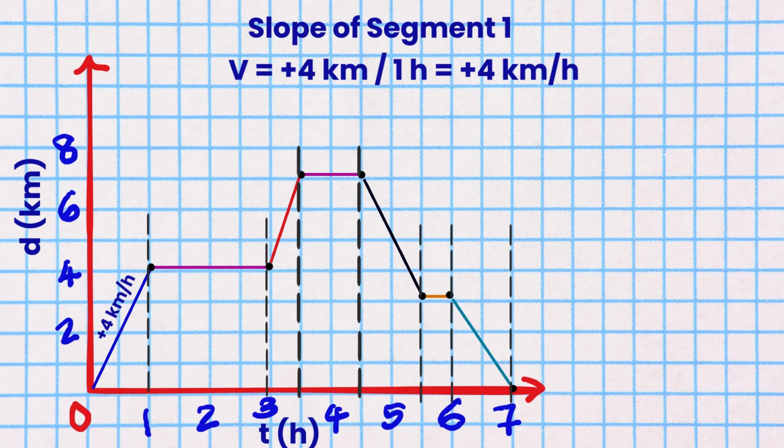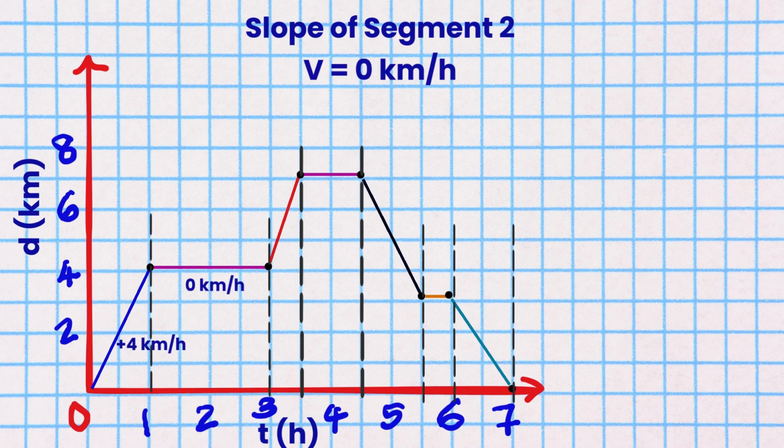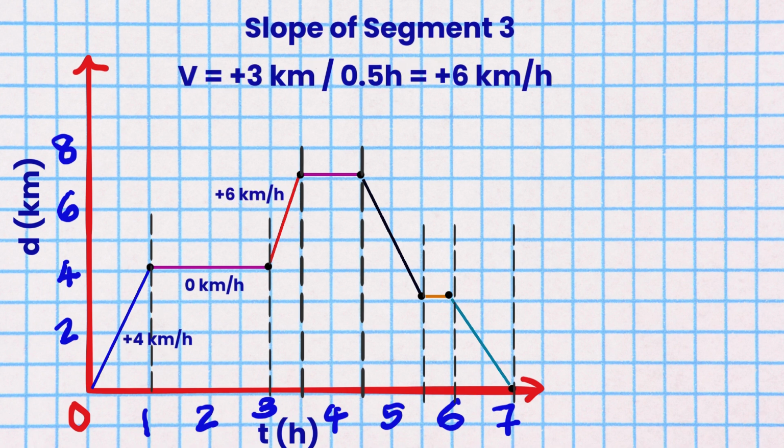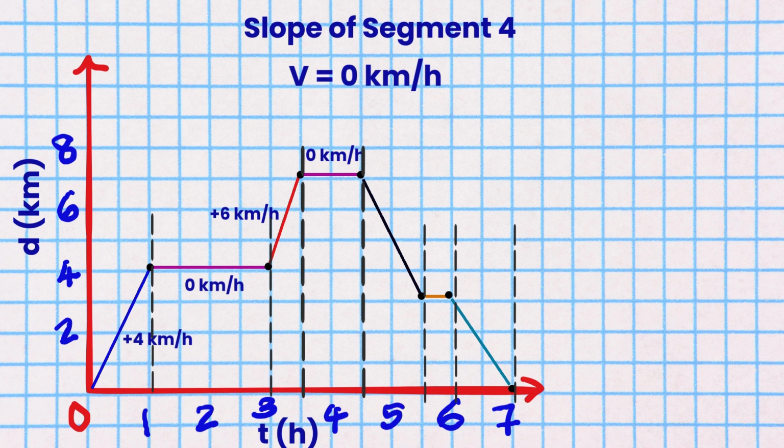Slope of segment 1 equals positive 4 kilometer divided by 1 hour, which equals positive 4 kilometer per hour. Slope of segment 2 is 0 kilometer per hour, because she's at rest, it's a horizontal line. Slope of segment 3 is plus 3 kilometer divided by half hour, which equals positive 6 kilometer per hour. Slope of segment 4 is 0 kilometer per hour because she's at rest.